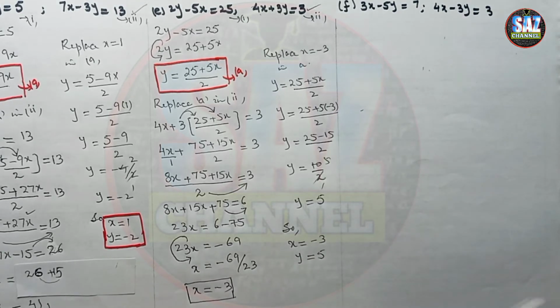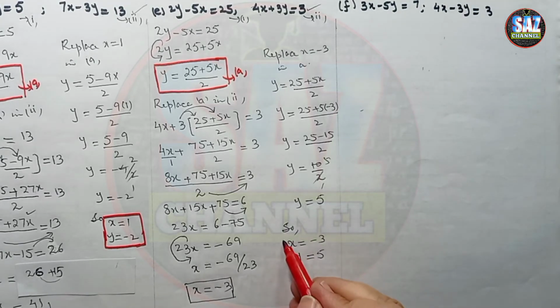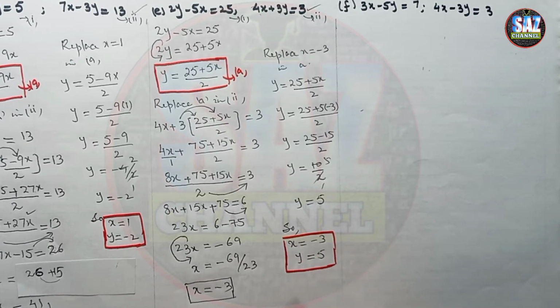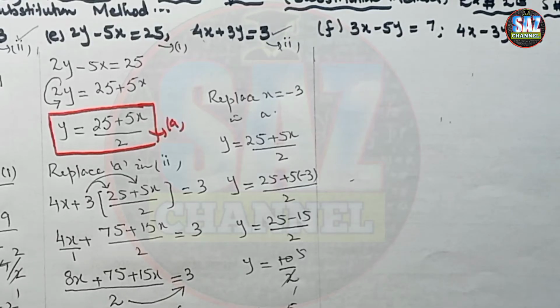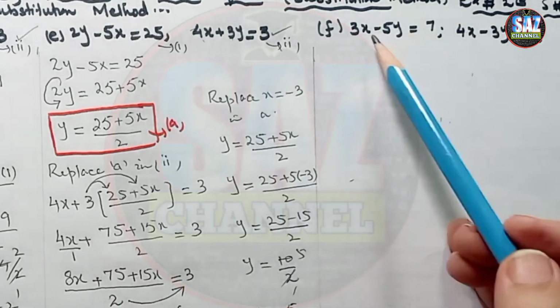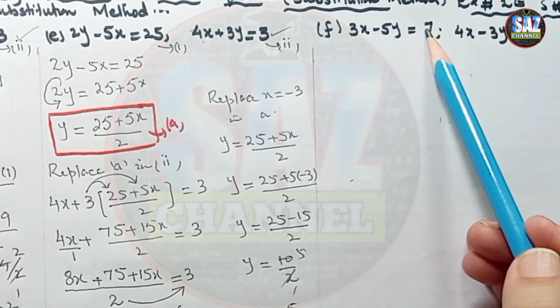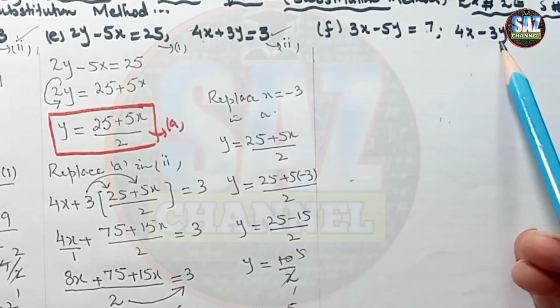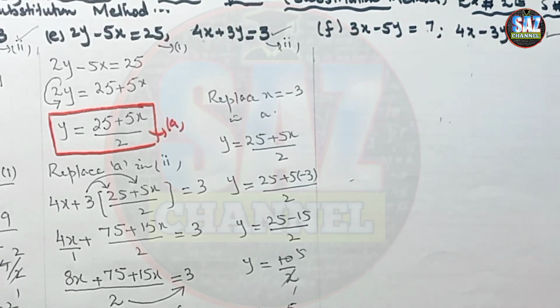I hope you are clear about this question, and let's move to the next question. And the next question is, let me first read and compare the question with the book. F part is 3x minus 5y equals 7 and 4x minus 3y equals 3.